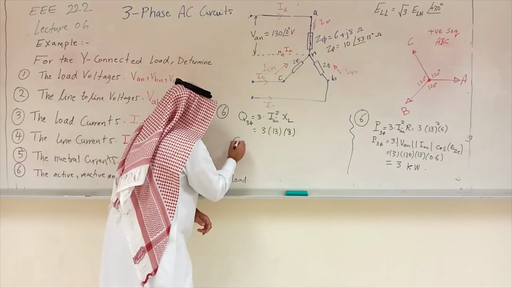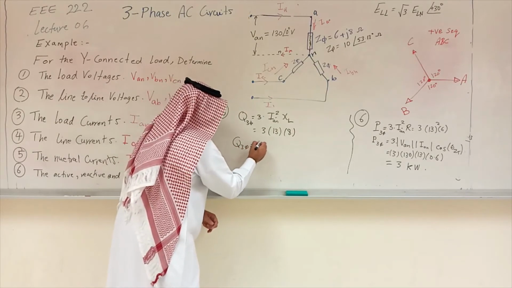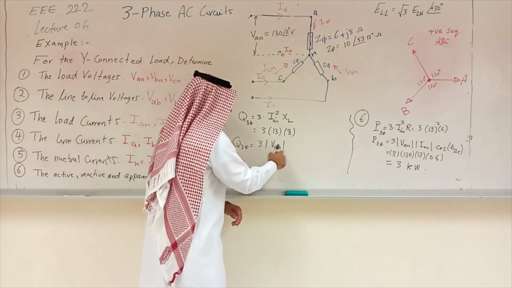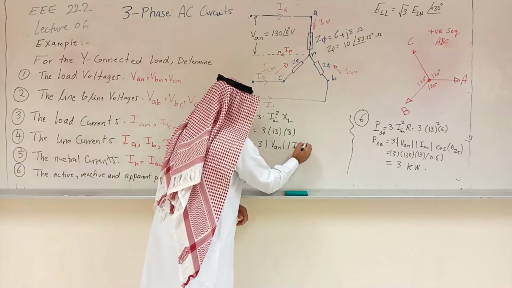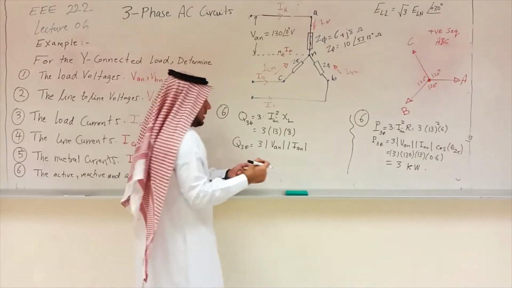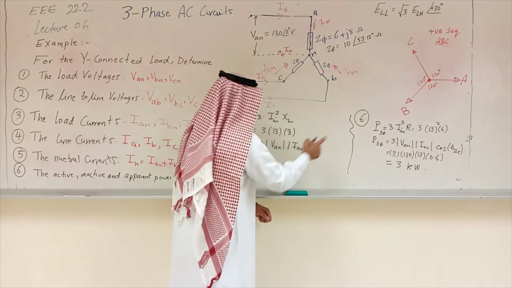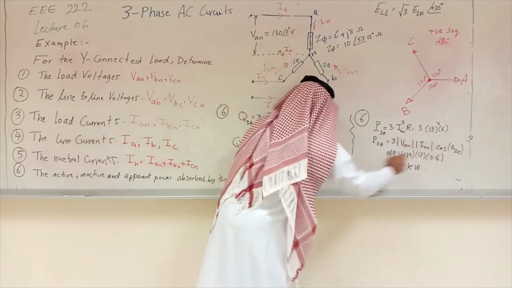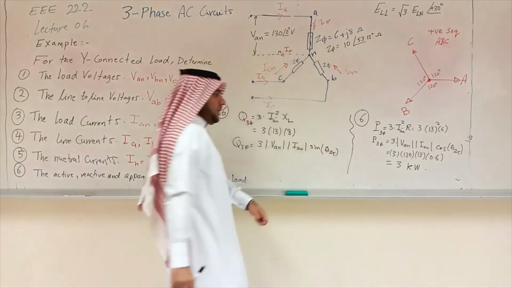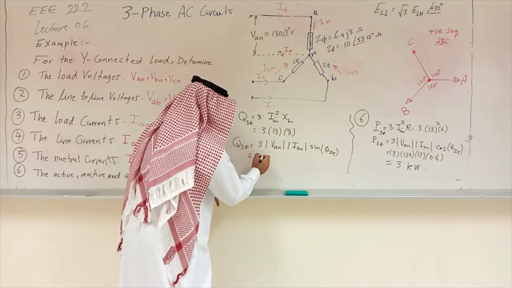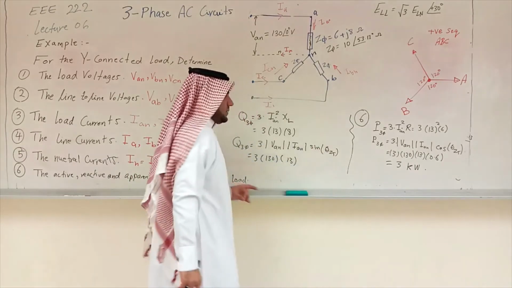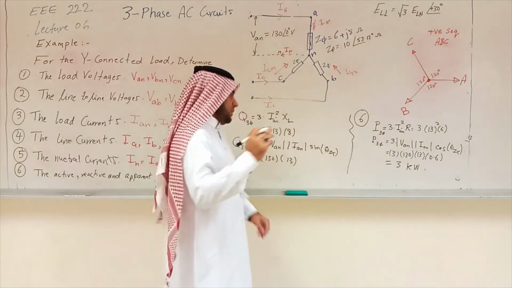Or by using the other formula, Q 3-phase is 3 times V phase, which is V_AN, the line-to-neutral voltage, times I phase, which is I_AN. This is the RMS value, just the absolute value. I don't consider the angle. But instead of cosine, as for P, it will be sine of theta z total. So this is 3 times 130 times 13. Now sine of theta z total: if cosine is 0.6, sine will be 0.8.